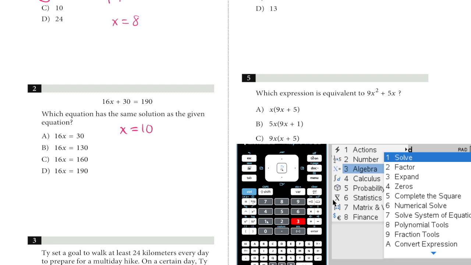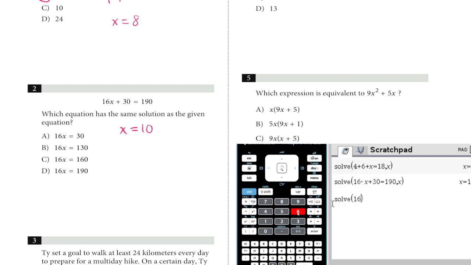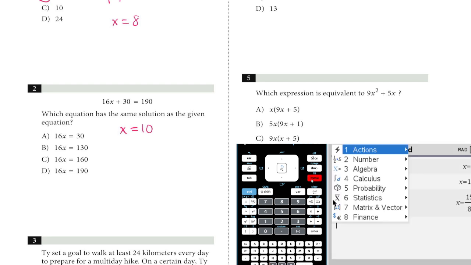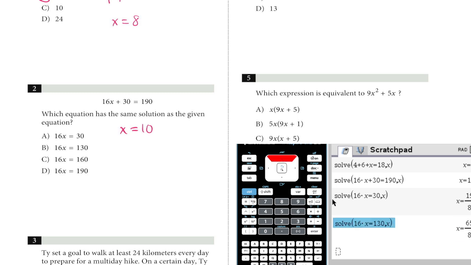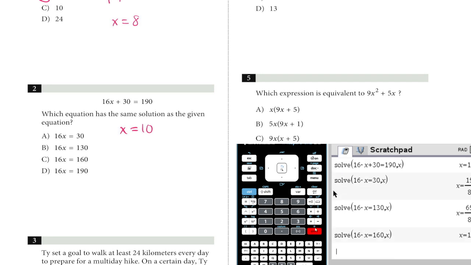So I'm going to do menu 3, 1, and choice A. So 16x equals 30, comma x. Not the same solution. So let's try answer choice B. Menu 3, 1. 16x equals 130, comma x. Okay, and if I wanted to, I can go up and highlight and hit enter, and it'll copy. So that way I don't have to completely retype it, because I know I'm not putting 130 for answer choice C, I'm putting 160. Enter. I get x equals 10, so the answer is C.